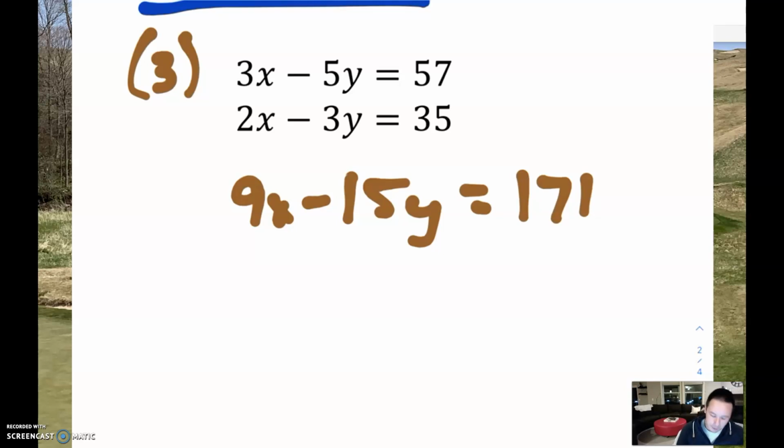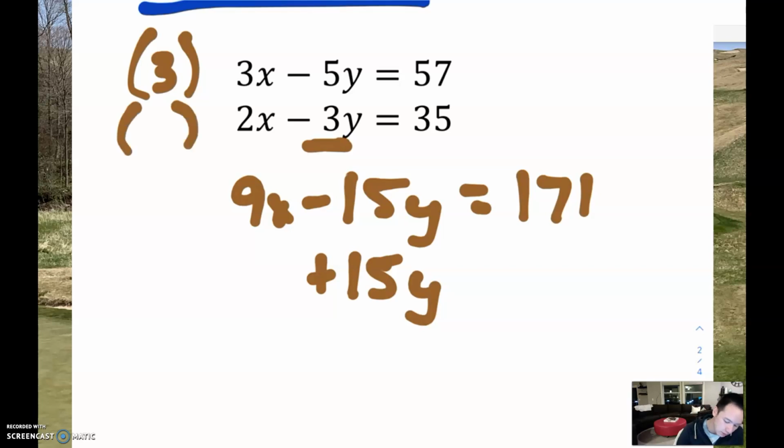Now, in order to eliminate y, if this is a negative 15y, to cancel it out, I need a plus 15y. That's what's going to cancel each other out. So what number could I multiply this by to make it equal a positive 15y? What number goes out here? It's going to be a negative 5. And if I take a negative 5 times negative 3y, it becomes positive 15y, which is what we're looking for.